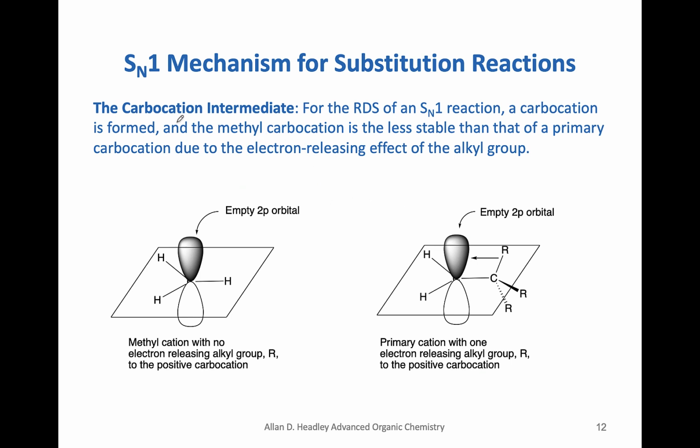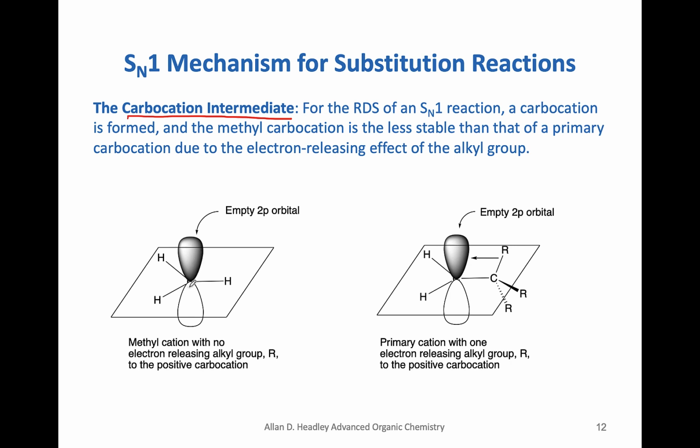Let us look at the carbocation intermediate. We've covered this before because this is an intermediate that we've seen before, the carbocation. So briefly, it's an sp2 carbon where we have here a p orbital that's empty.